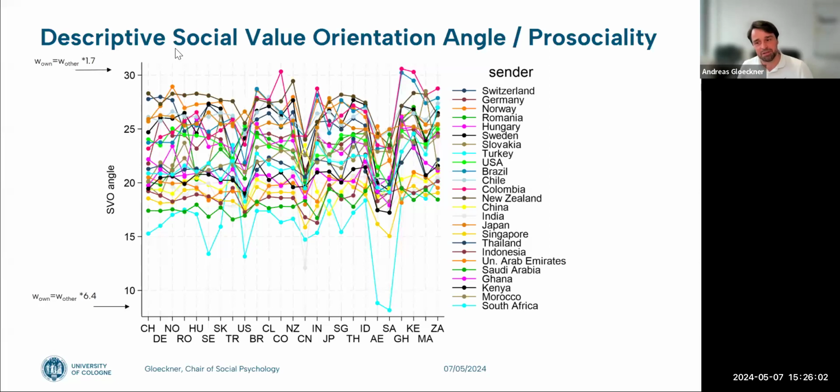So these are average effects, but you see here on the upper end, the weight on the own outcome is basically 2 times as high as the weight on the other outcome, or 1.75. And here on the lower end, people give really little weight to the outcome of the other. So the own outcome is 6 times higher than the outcome of the other. So these are huge differences to be explained.